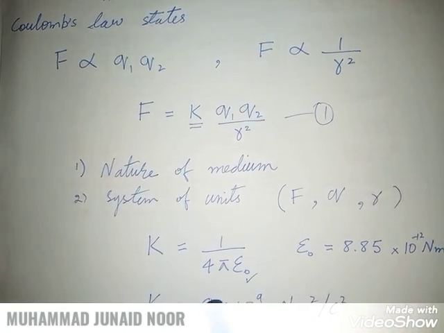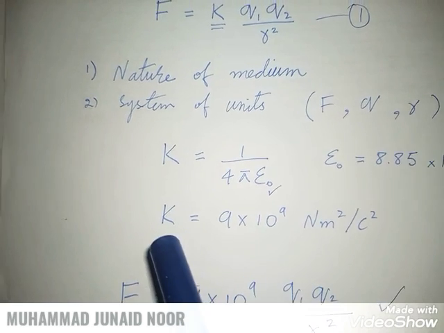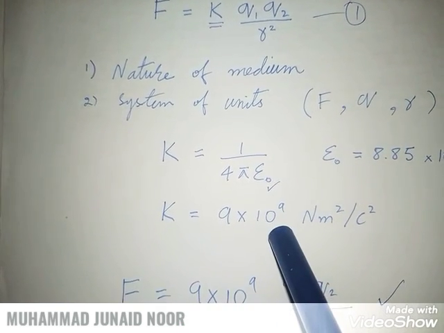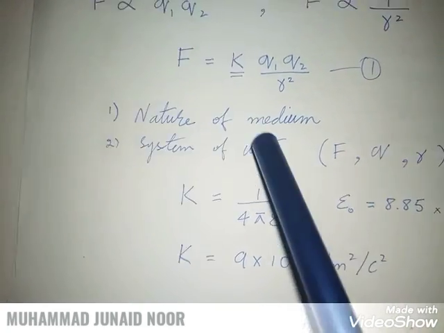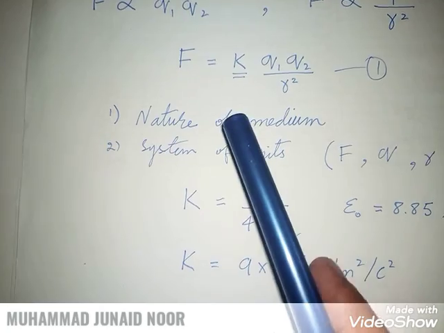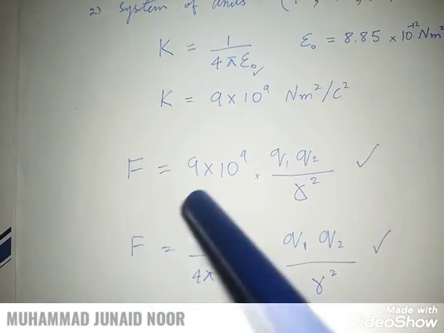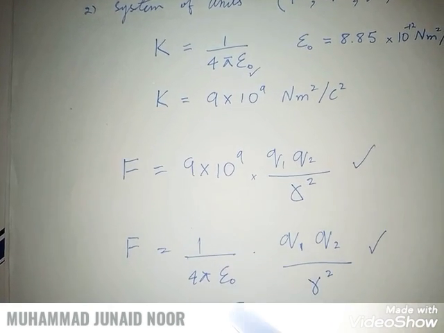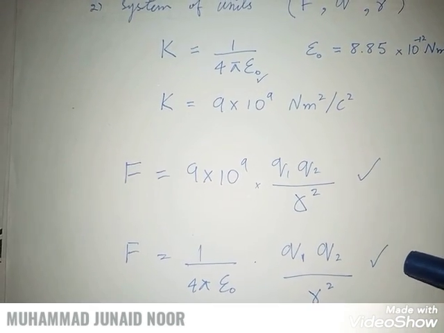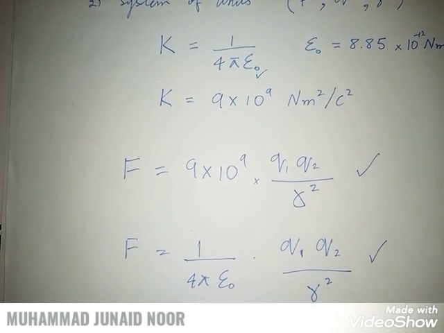After putting all these values in this expression, we get the final value for k. If you place this in Coulomb's expression for the magnitude of the force, we have these two equations. We can use both of these equations, and these two are the equations for Coulomb's force in free space.